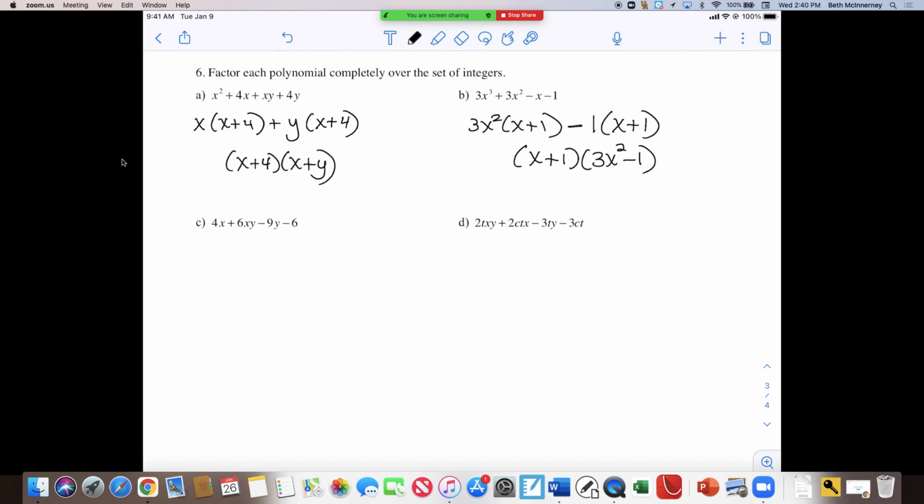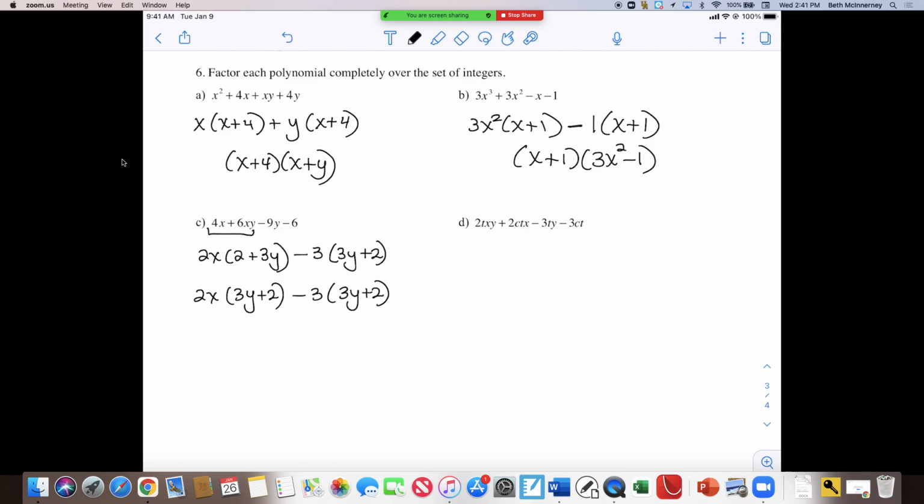All right, letter C. My GCF is 2x, and I get 2 plus 3y. I write down the middle operation sign, I pull out a 3, and I get 3y plus 2. Now at first you might think, uh-oh, they're not the same. However, they are the same. I have the commutative property for addition that says 2 plus 3y is in fact the same as 3y plus 2.